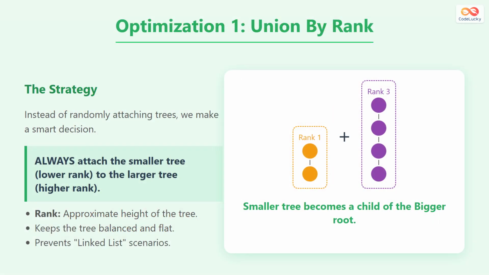To fix this, we introduce our first optimization, union by rank. The rule is simple: always attach the smaller tree to the larger tree. By smaller, we usually mean shorter height or fewer nodes. This keeps the overall tree height very low. By preventing deep trees, we ensure that the path to the root remains short, keeping our operations fast.